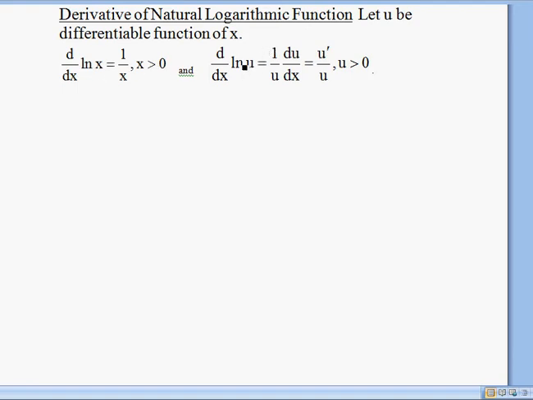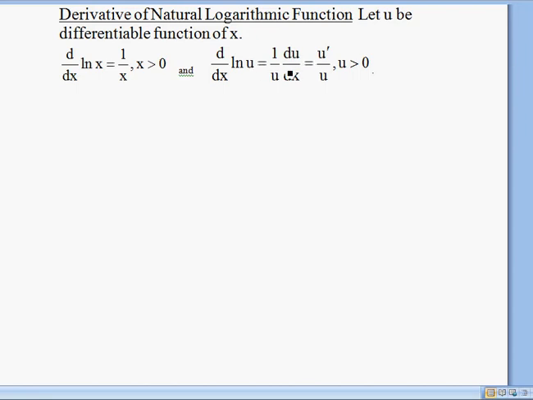So if you have, this is a chain rule situation here, a function u in terms of x, the derivative of natural log of u would just be whatever your function is, you put that in the denominator, multiplied by the derivative of u in terms of x. So u is assumed to be a function of x.